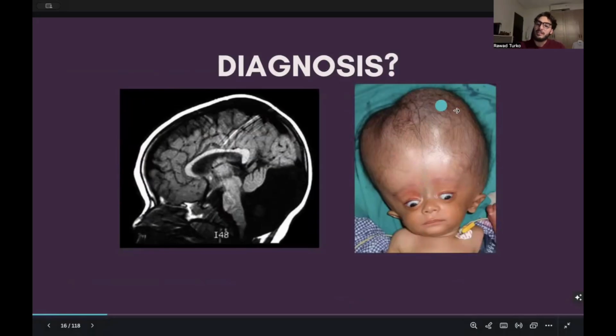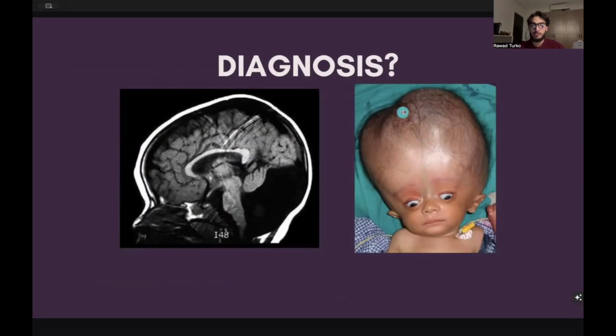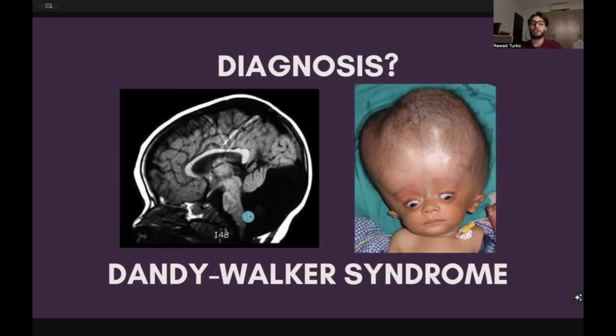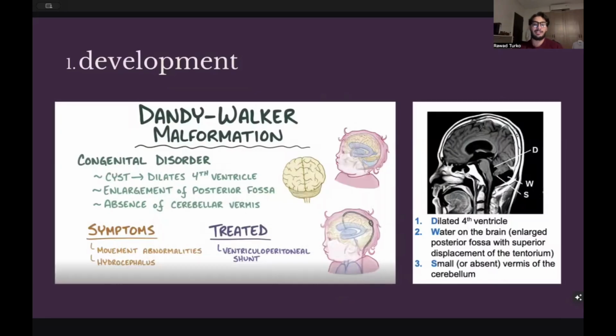All right, so who can tell me the diagnosis here? So this is obviously an infant child with hydrocephalus. We know that for sure. But look at this MRI here, something else noteworthy. Look at all of this empty space. So this is Dandy-Walker syndrome. So what is exactly Dandy-Walker syndrome? Sorry, or malformation.